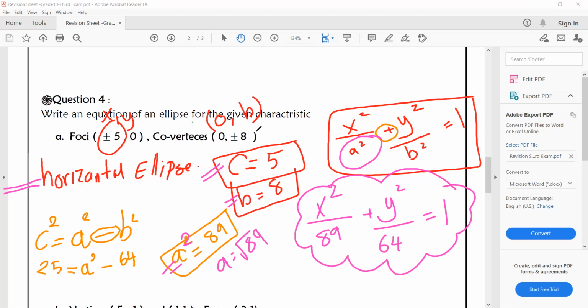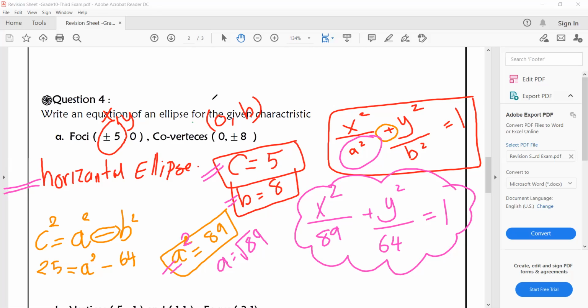Teacher, what did you say? So teacher, we will switch A squared with B squared. So it will be X squared over B squared plus Y squared over A squared. Yeah, because we start with A, so with Y. So that means here we have a vertical ellipse.